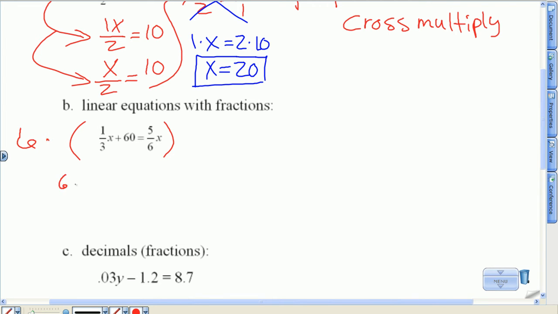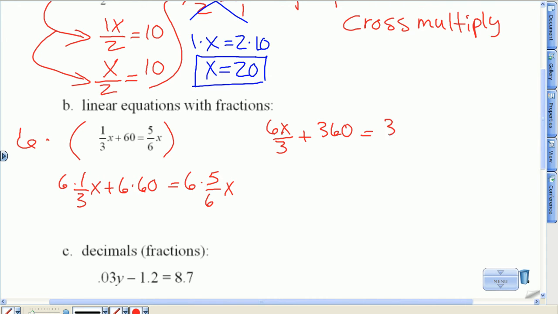So that becomes 6 times 1/3 x plus 6 times 60 is equal to 6 times 5/6 x. Well, 6 times 1/3 x is going to be 6x over 3. 6 times 60 is 360. 6 times 5 is 30x over 6. And you may say, well, Mr. Moore, why the heck did you bother to do that? It looks nasty. Well, watch.